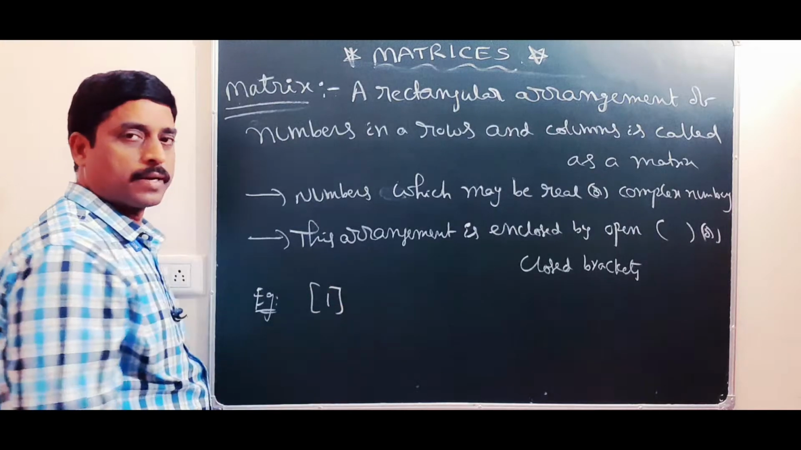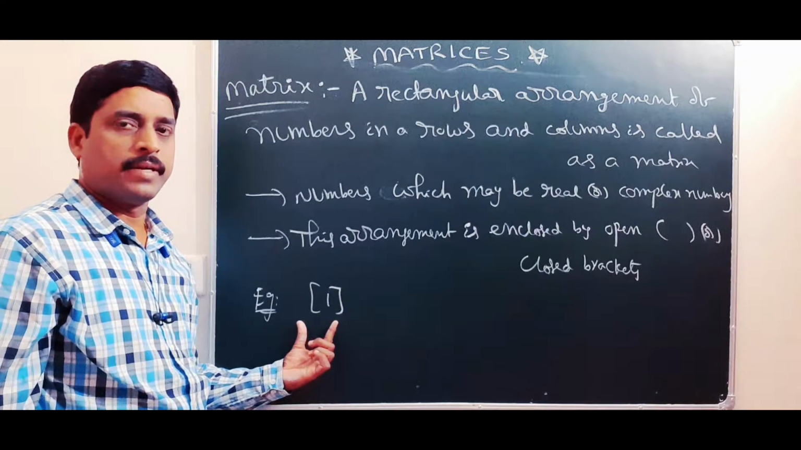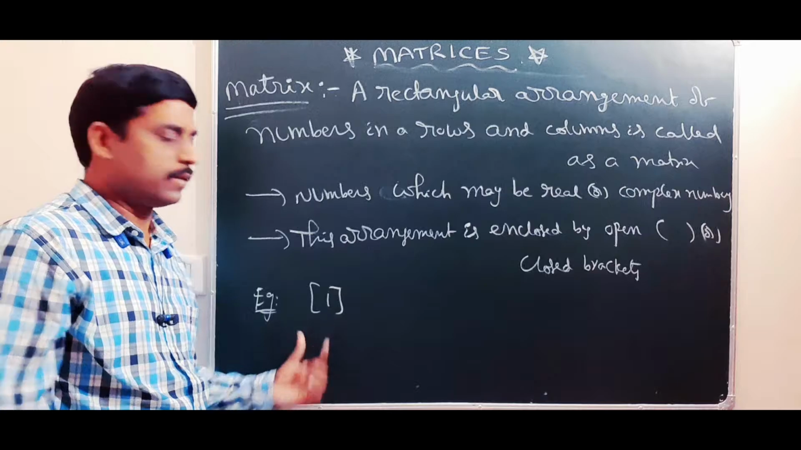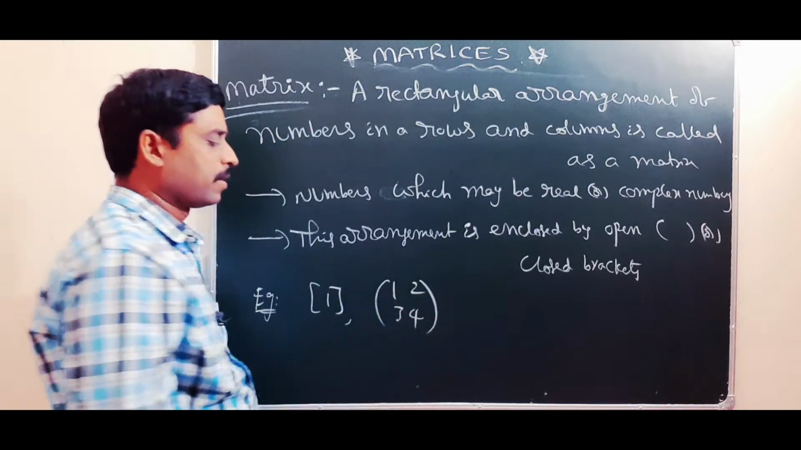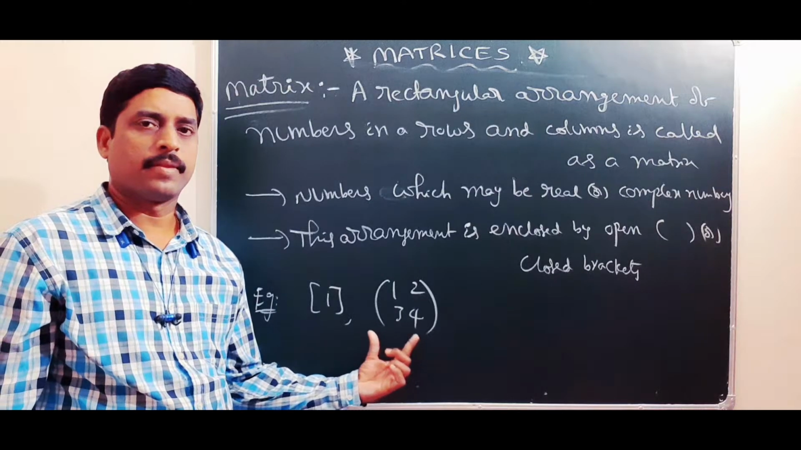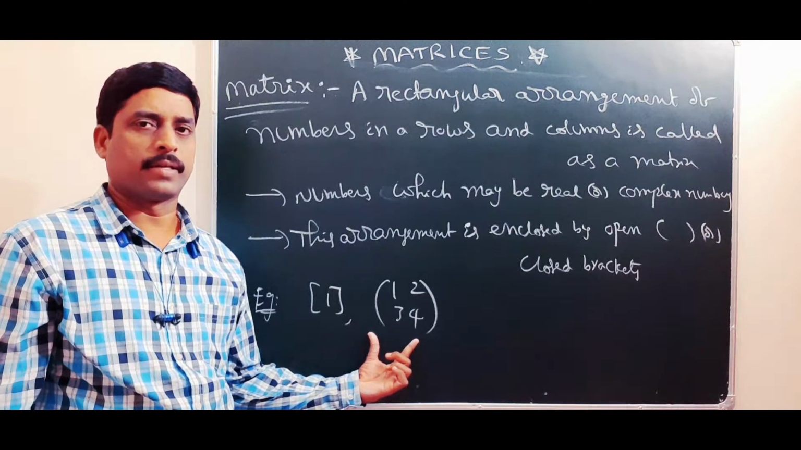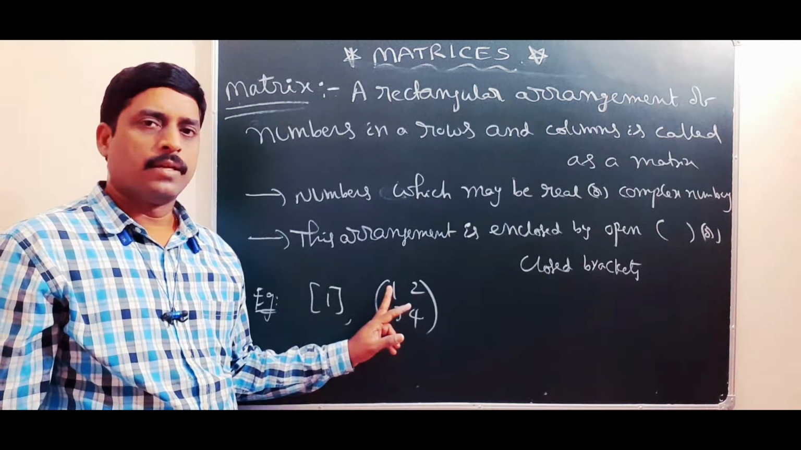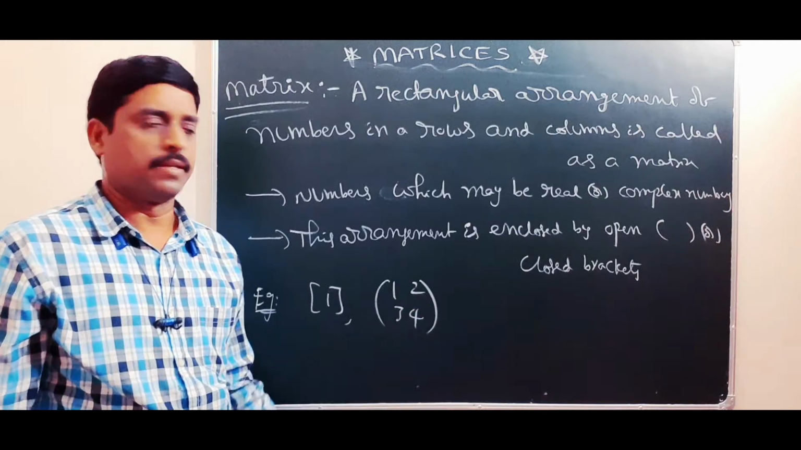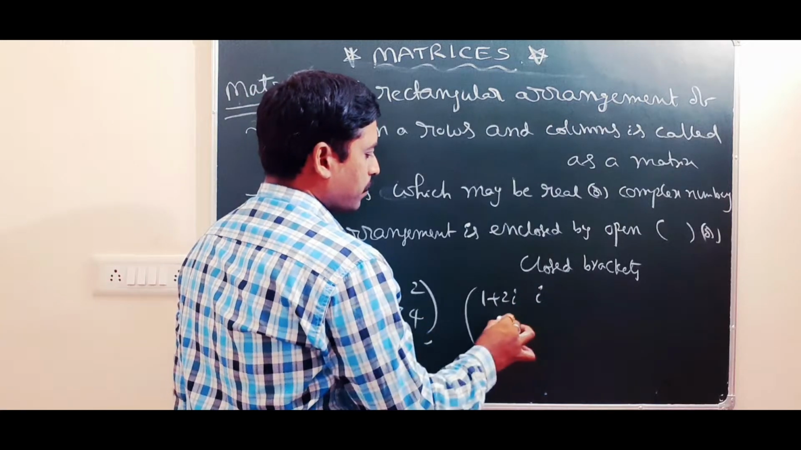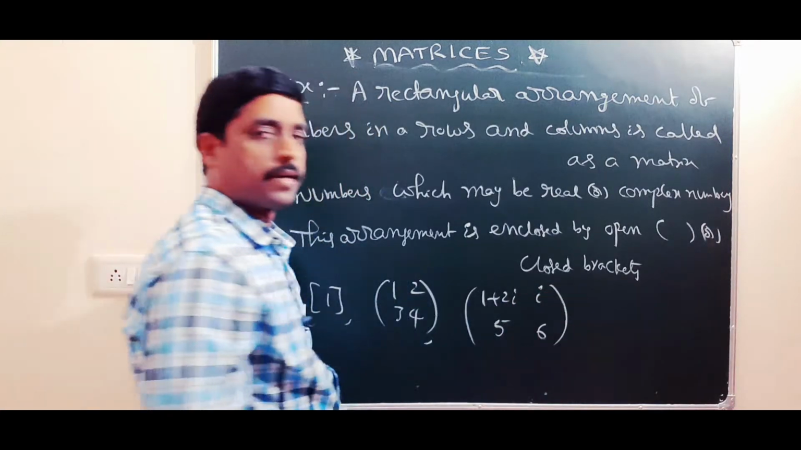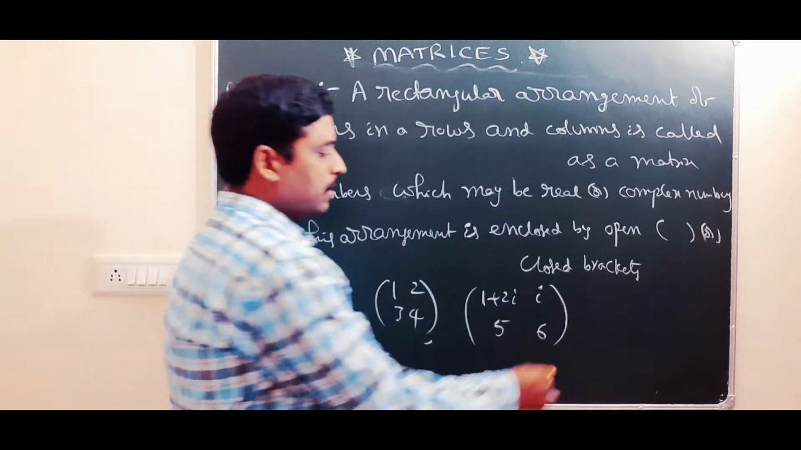This is one of the matrices. This arrangement is enclosed by closed brackets, or open brackets. So this is also one of the matrices. This arrangement is enclosed by open brackets. The numbers may be real or complex numbers, like 1 plus 2i, 5, 6. This is one of the matrices, and so on.